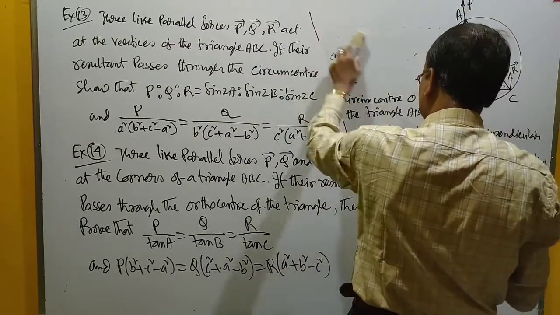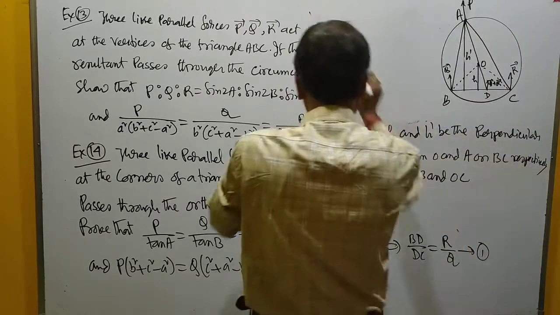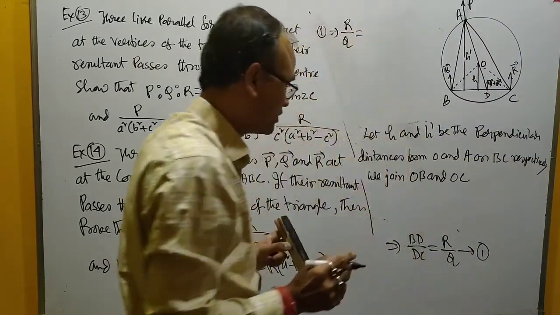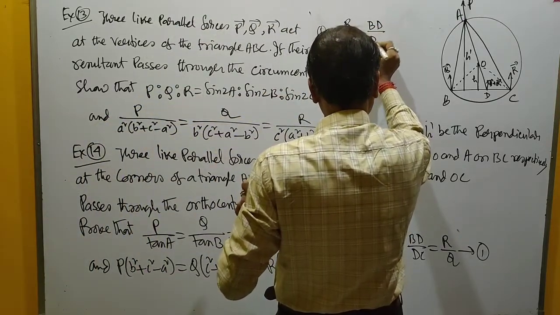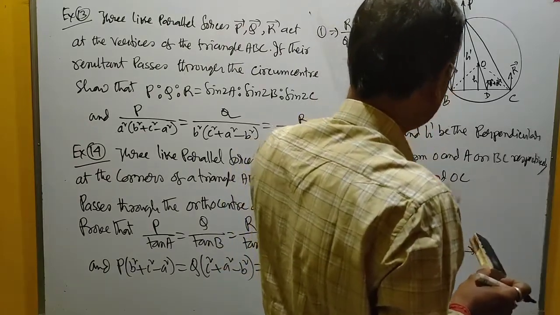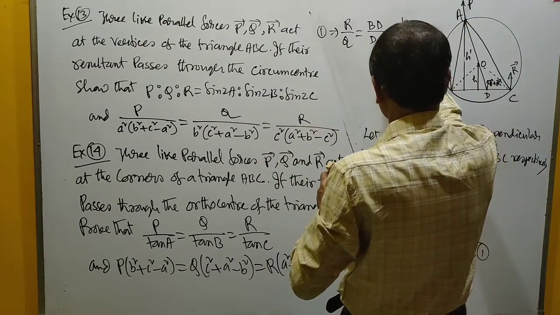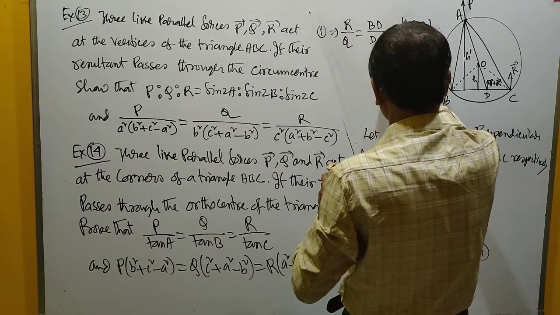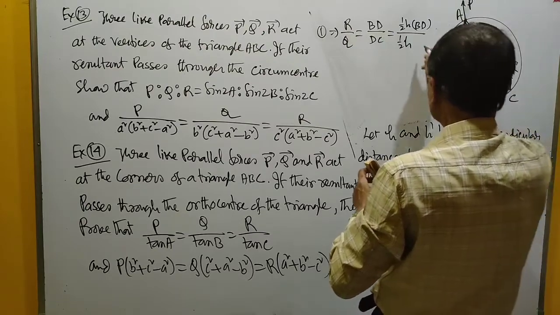Now, from 1 in place, R by Q is equal to BD by DC. What is BD? You may write half of H into BD, half of H into DC.